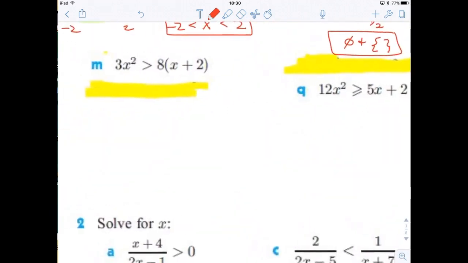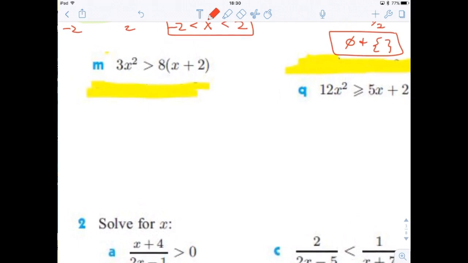So now we have 3x squared on the left, and we have 8 times x plus 2 on the right. Remember that we want the right side to be 0. So let's subtract everything over to the left side, and we'll have minus 8 times x plus 2, and then we'll have greater than 0. And let's distribute the 8 to the x and the 2. We'll get 3x squared minus 8x minus 16 is greater than 0.